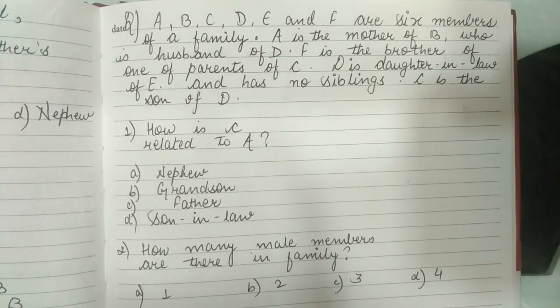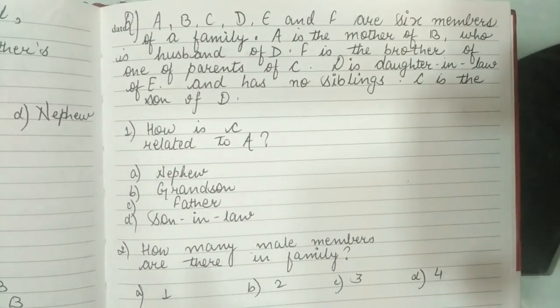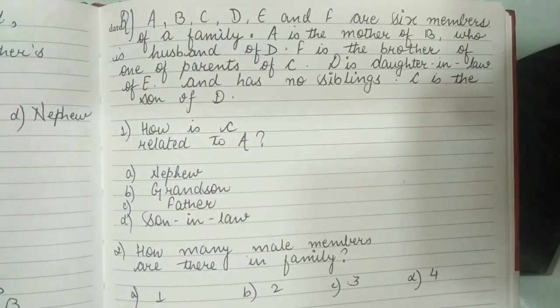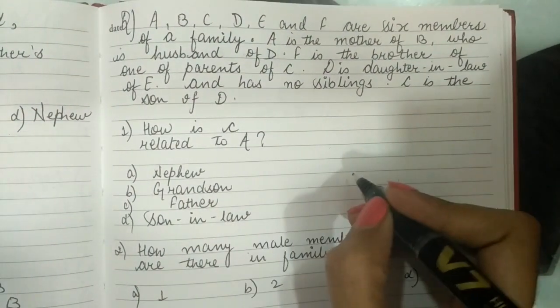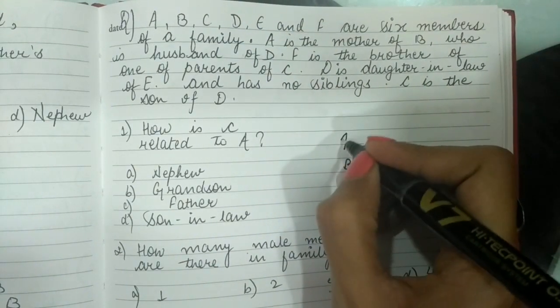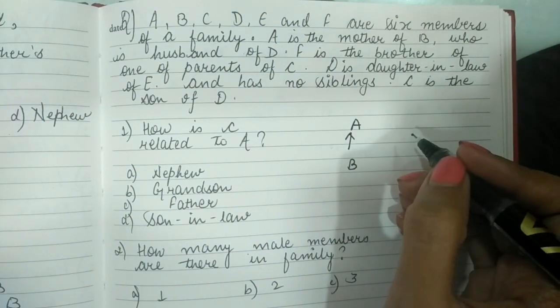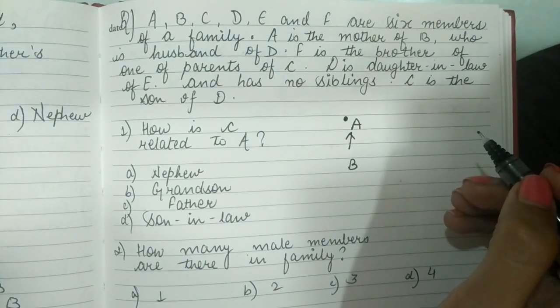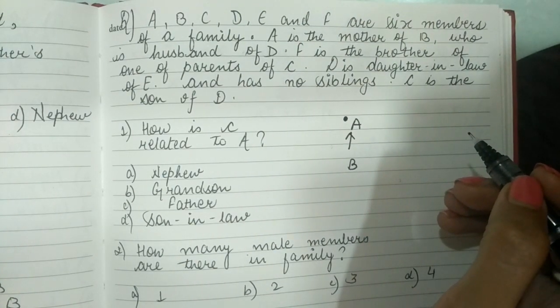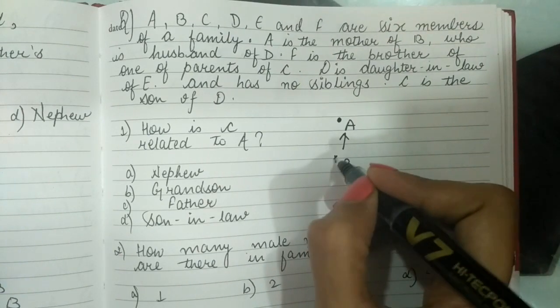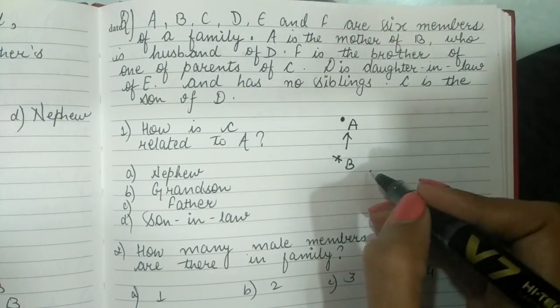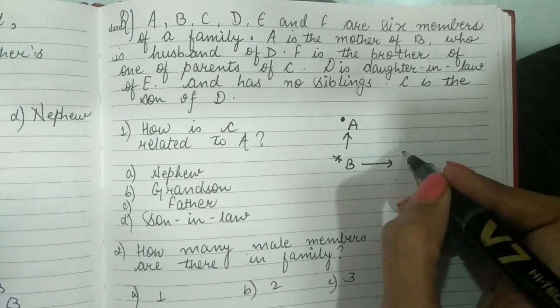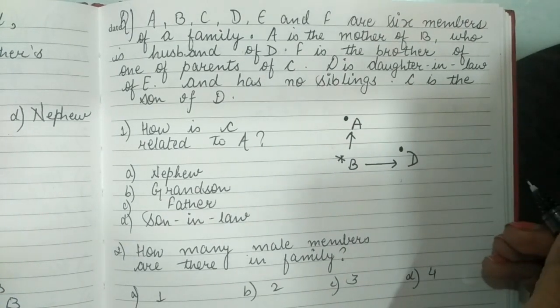Next is A, B, C, D, E and F are 6 members of a family. Now start preparing the chart along with reading the question. A is the mother of B. Upper generation. A is female member. Denote with a dot. Who is husband of D? Now B is husband of D. So definitely B is a male member. Husband of D. D is also a female member.